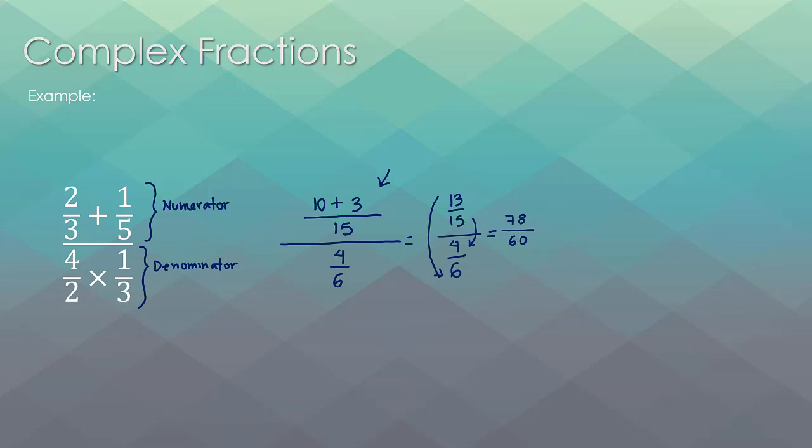78 over 60. Okay, we see that both numbers are divisible over 2. So we simplify by dividing. 78 over 2 gives us 39. And 60 over 2 gives us 30. But we see that both numbers are still divisible over the same number. In this case it is 3. 39 over 3 is 13. And 30 over 3 is 10. 13 over 10 can't be simplified anymore. So this is our final answer.